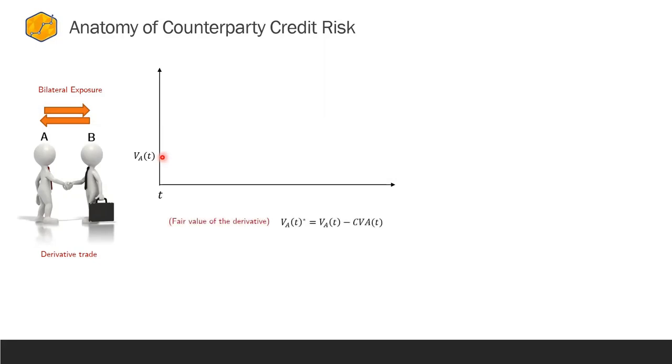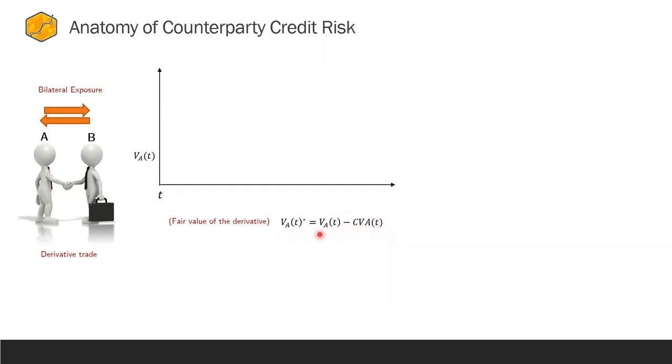But today, we actually capture the fair value of the derivative, call it VS star, which is the mark to market value of the derivative from the perspective of A with a credit value adjustment, CVA. CVA stands for credit value adjustment. Why do we do this?